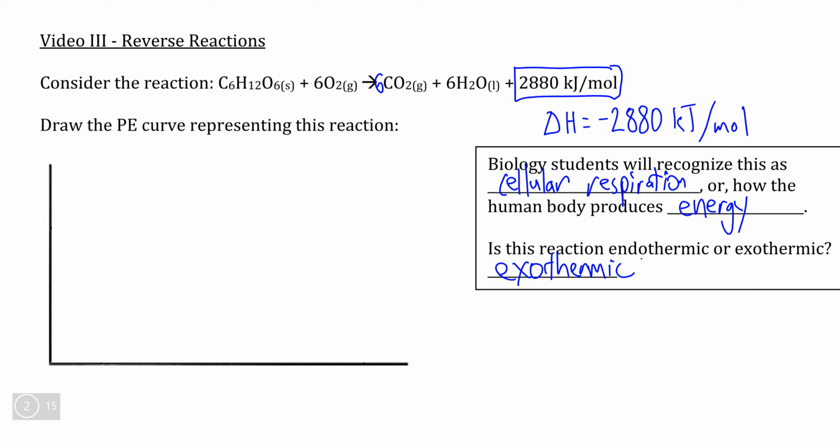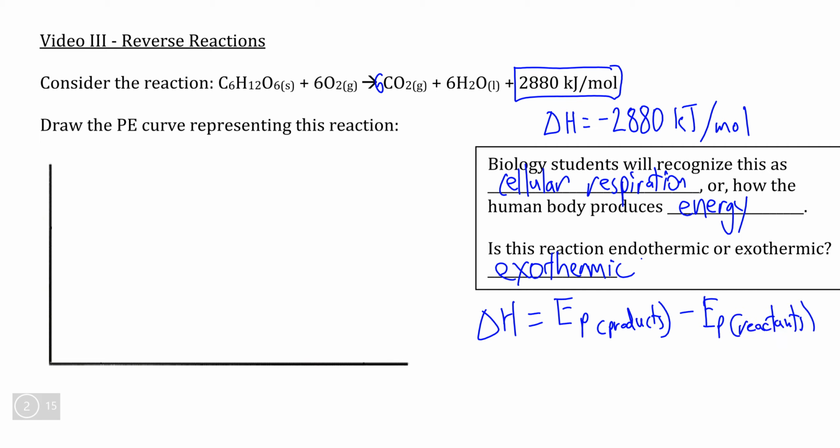2,880 kilojoules per mole. Now, if we want to draw the graph, we can remember the formula for delta H: the potential energy of our products, subtract the potential energy of our reactants. And because delta H is negative, that must mean that the magnitude of the potential energy of our products must be smaller than the potential energy of our reactants, which we can write out on this graph like this.